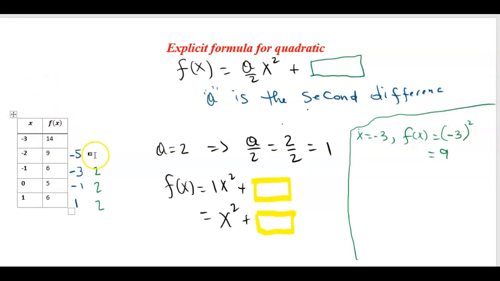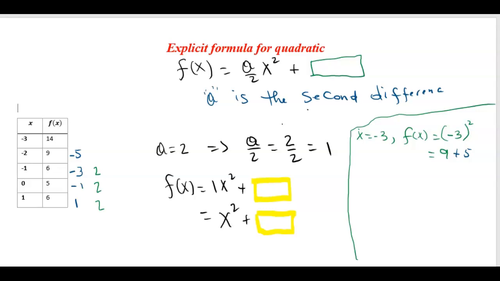So what can we do to 9 to make it 14? What can we add to 9 to make it 14? We know 14 minus 9 is 5, so we can add 5 to it. So I'm going to add 5 over here to make it 14. Okay, make sense? Now let's do another one. I know if I add 5 to that expression, I will get 14.